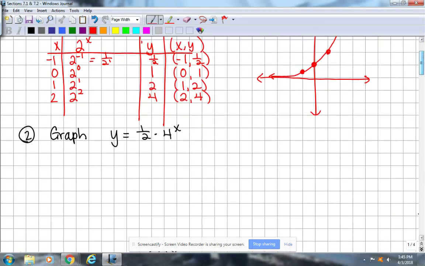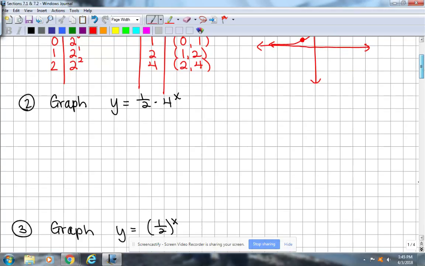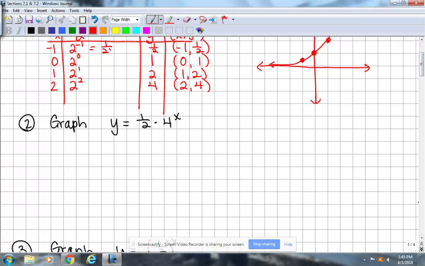Now let's do number 2. Same kind of concept. It's just after we do our exponent, we have to multiply it times a half. And multiplying times a half is the same thing as dividing by what number? 2. It is. So I would pick the same 4 numbers for my x's. And you make your table.